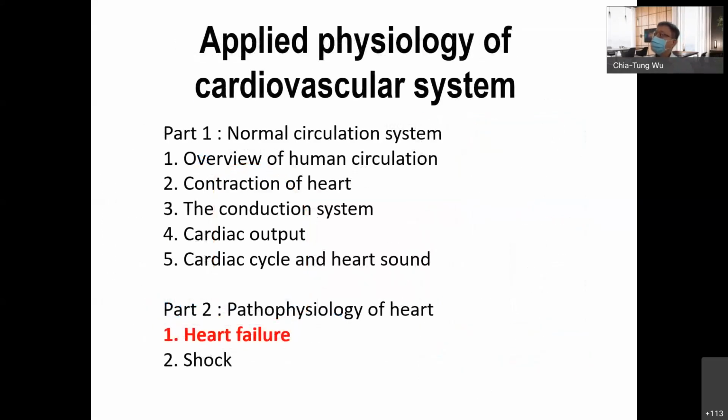Okay, I think in session one, we talked about the normal physiology of the heart. If you have any question, if you are not understanding my point very well, and if you are too shy to talk, you can put numbers here in the chat, and I will try to explain to you here. And let's take a break for like 10 minutes.